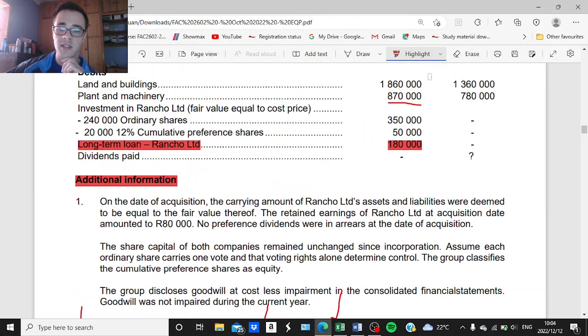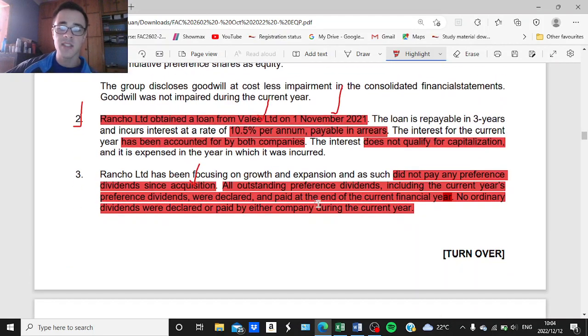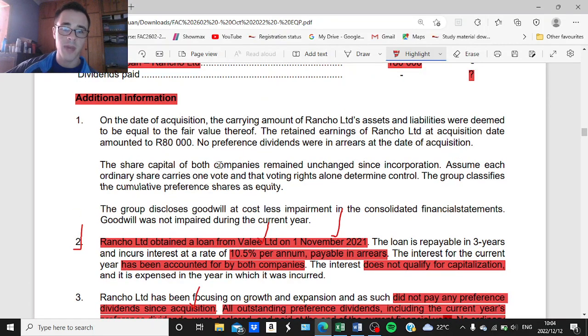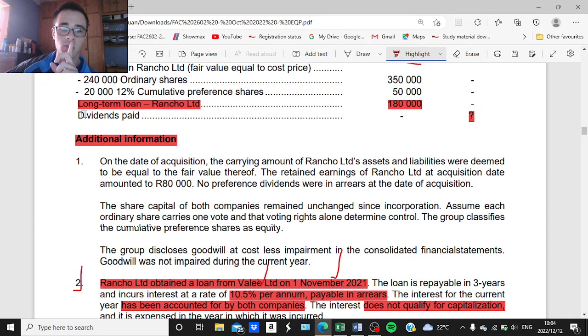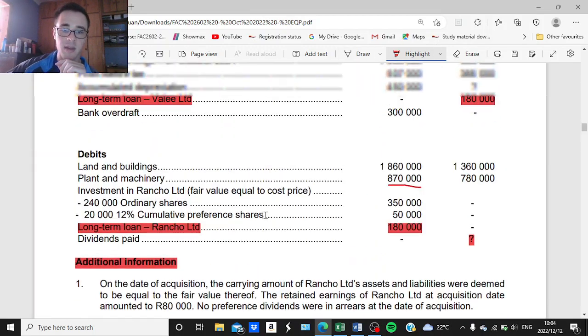If you go to your trial balance, this should be the amount disclosed here, or represented by the question mark, dividends paid. Once again, please note that no ordinary dividends were paid during the year. So the total for dividends paid only includes preference dividends. You do not need to worry about distinguishing between preference dividends and ordinary dividends in this question, because only preference dividends were paid during the year.